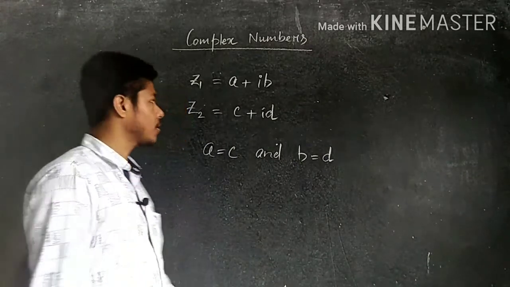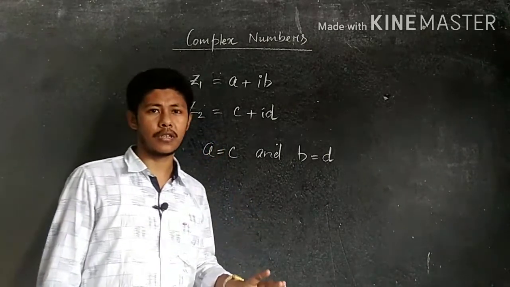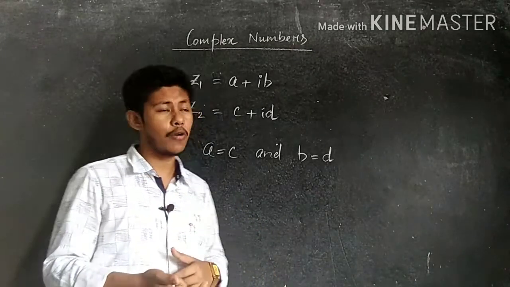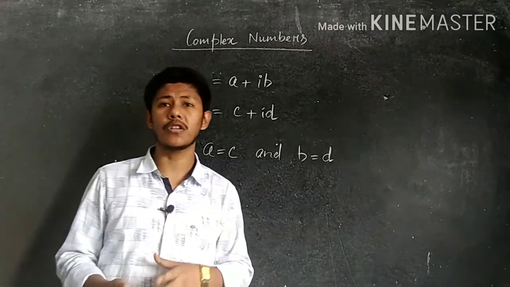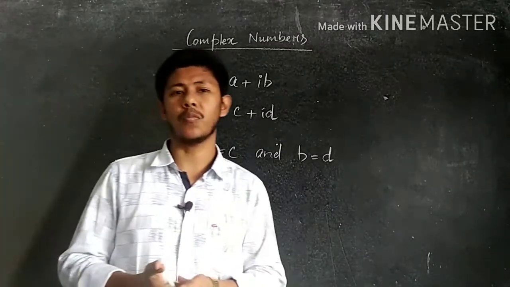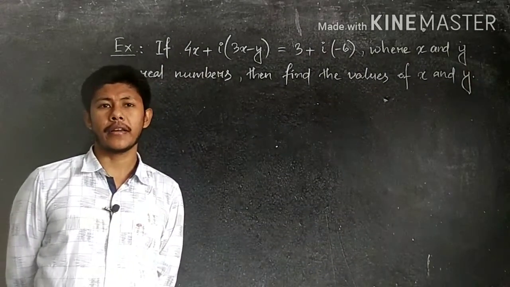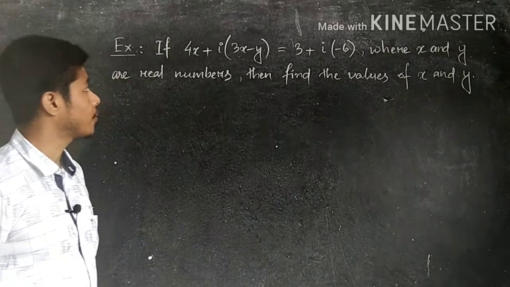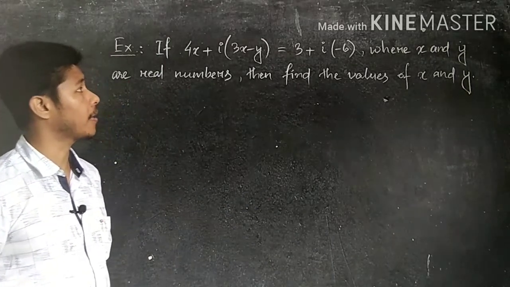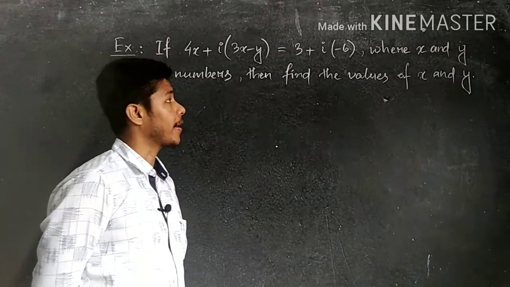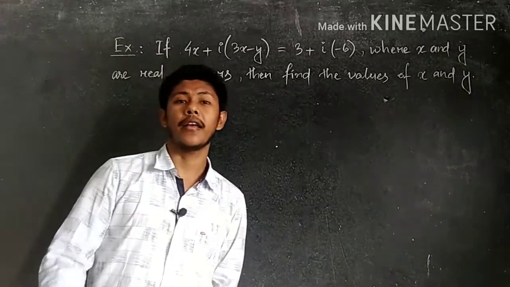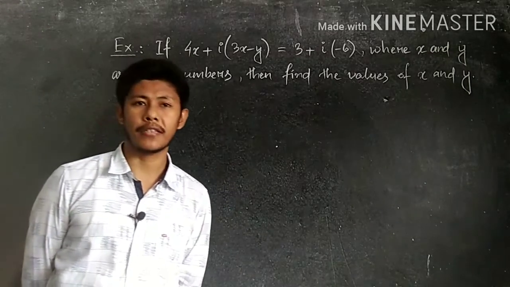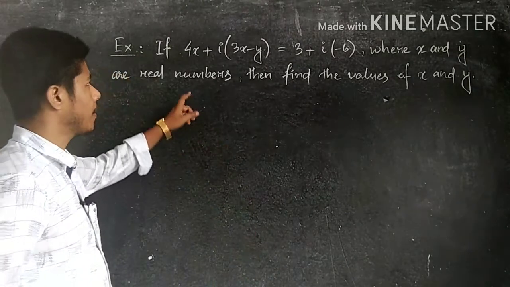So in our last class we discussed this type of complex numbers. Now let's take an example to see how we can solve this. The example is: if 4x plus i(3x minus y) equals 3 plus i(minus 6), where x and y are real numbers, then find the values of x and y. So how can we find the values of x and y here?